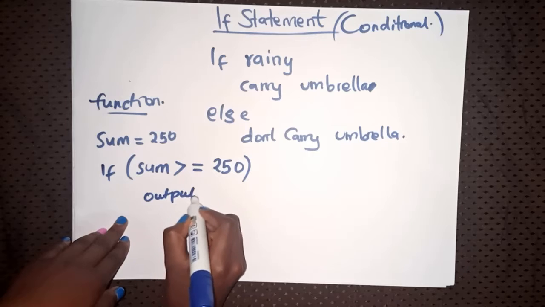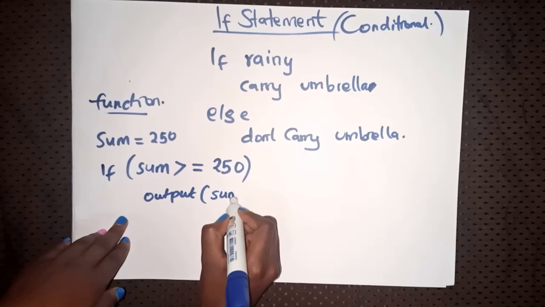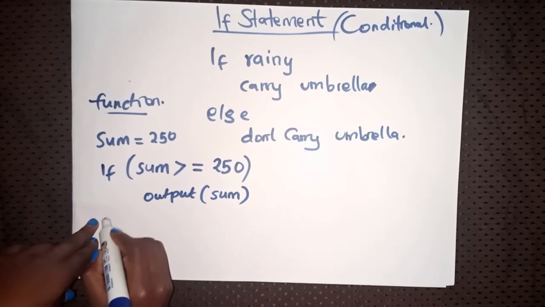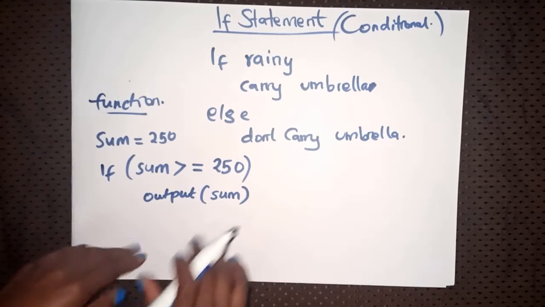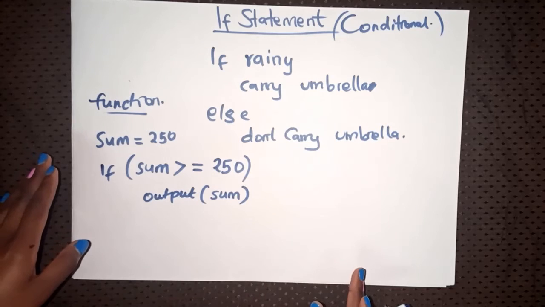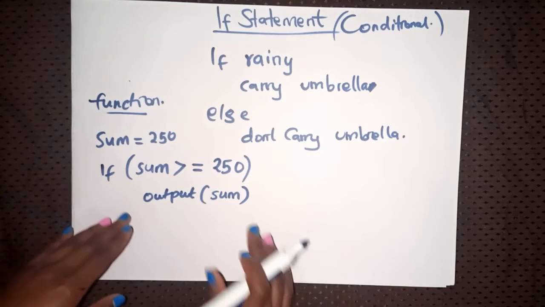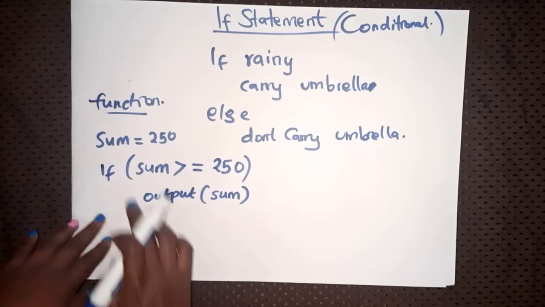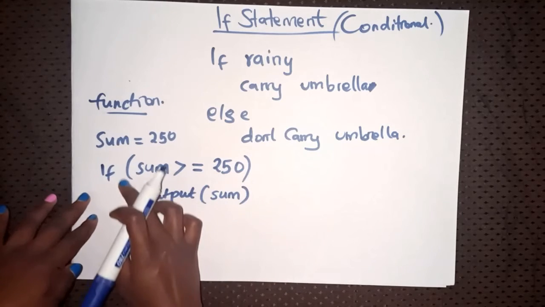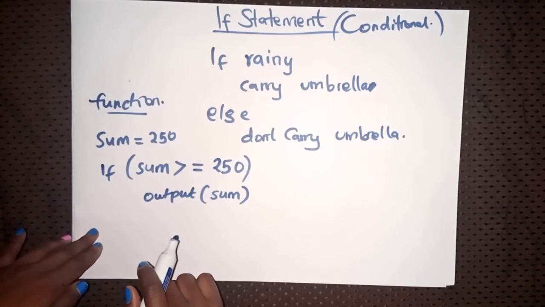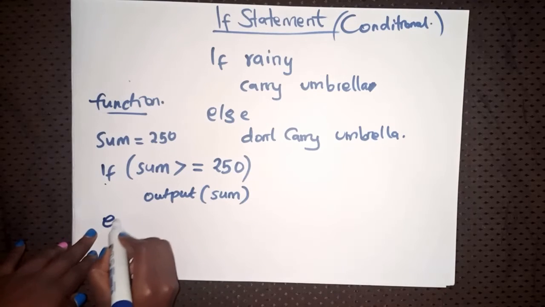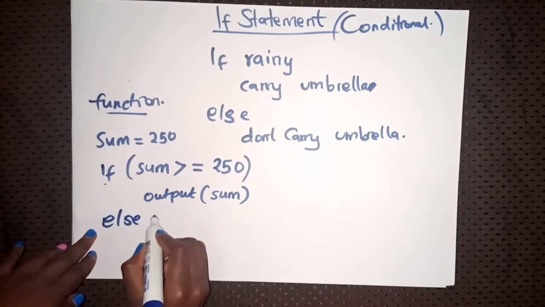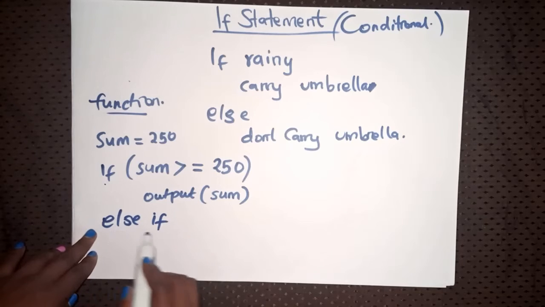Output sum. Okay, so you can just leave it at that. So if it's not greater than 250, then nothing will happen. But if it's greater than 250, then this if statement will be executed. Now, we have if, else if, so we can just continue it.